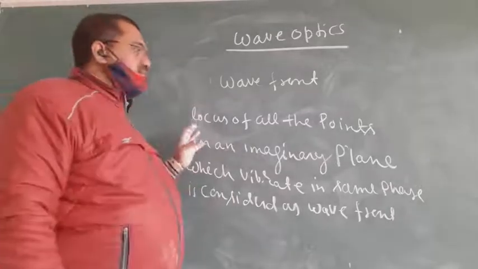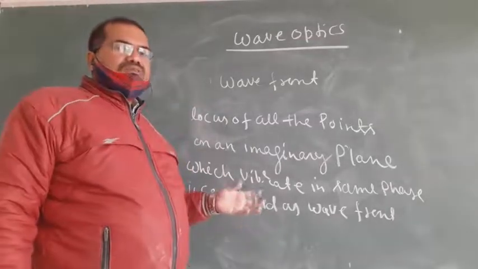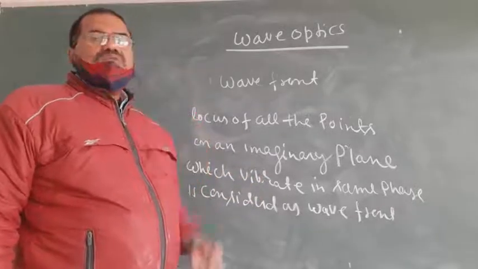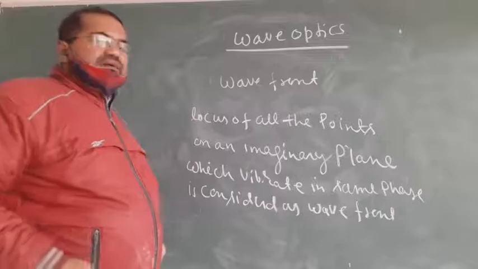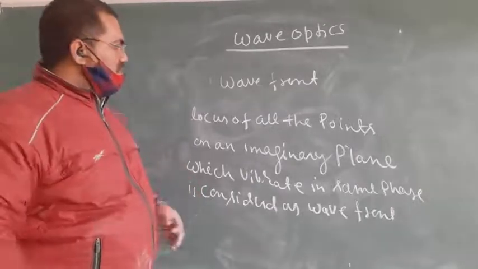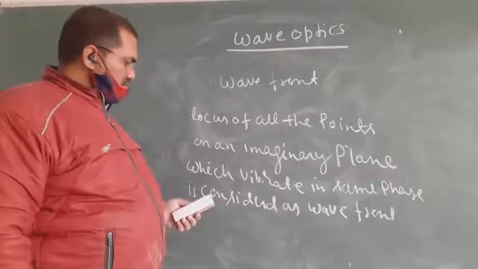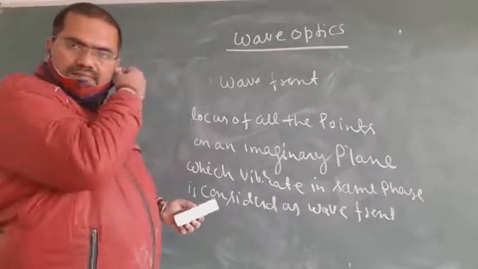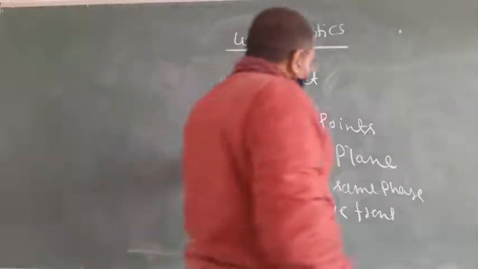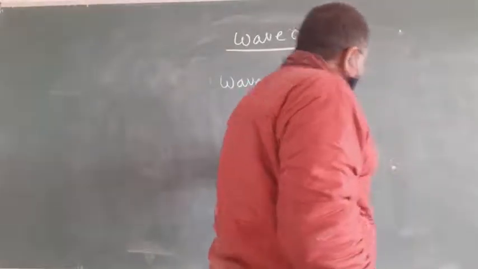This is the imaginary plane. It is like a Gaussian surface in electric field. So you can say that wavefront is the analogy of Gaussian surface. Okay. Can I run this one? So types of wavefront. Write it down now.